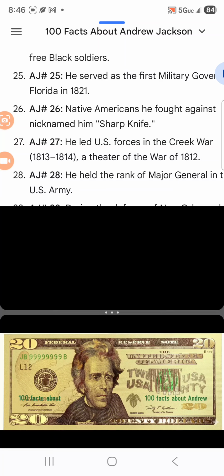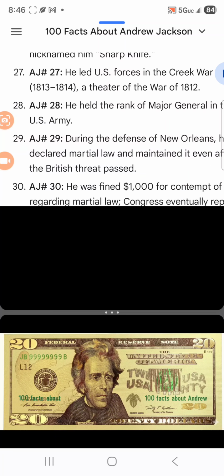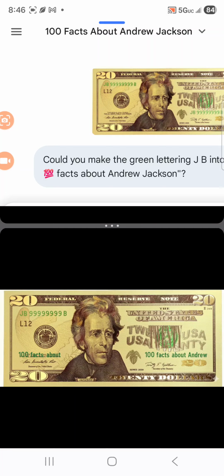AJ number 26. Native Americans he fought against nicknamed him Sharp Knife. AJ number 27. He led U.S. forces in the Creek War, 1813 to 1814, a theater of the War of 1812. AJ number 28. He held the rank of Major General in the U.S. Army.